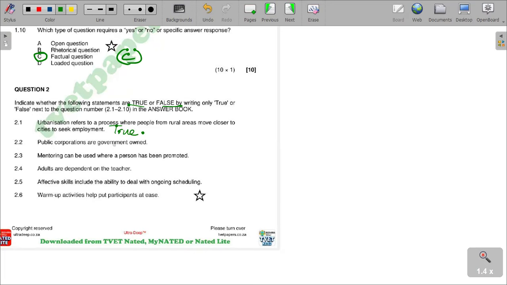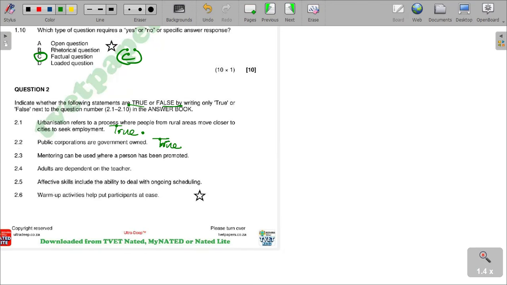Public corporations are government owned. Yes, that's true. Those are what you call public sectors. They are owned by the government. For example, municipalities, they are also public sectors. They are owned by the government. Right. Let's go to 2.3.